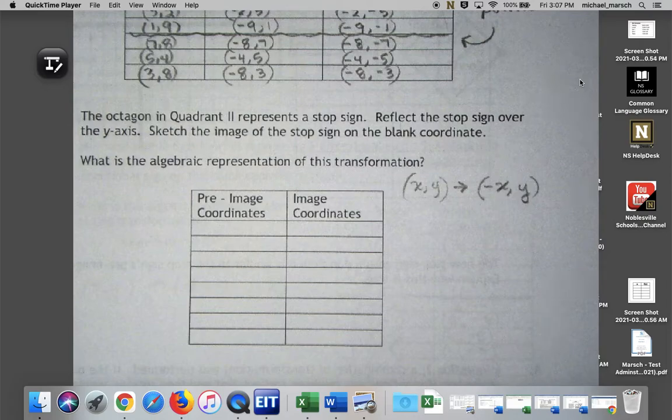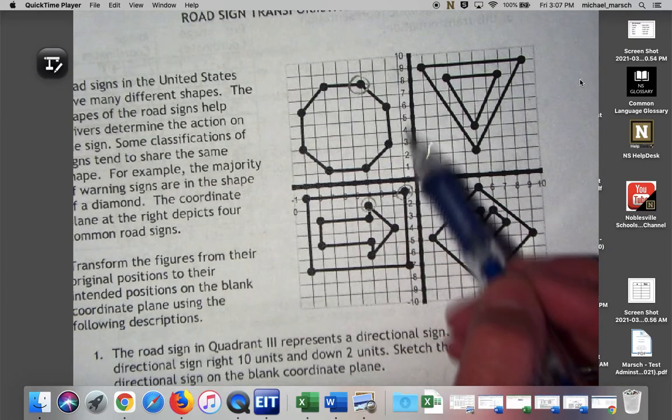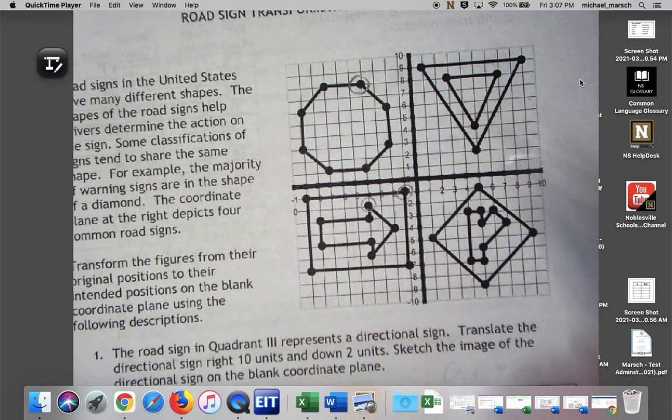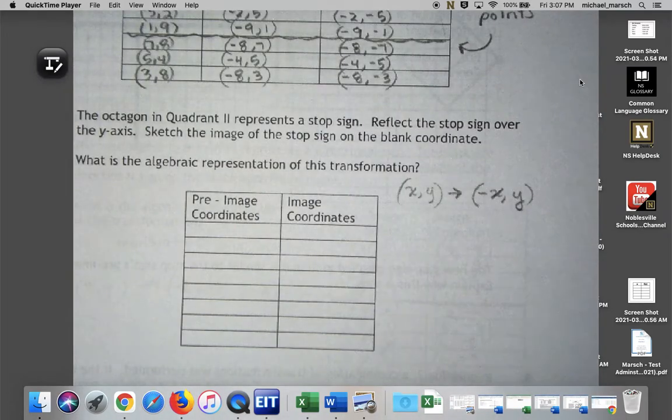What one are we starting? So I'm going to start right here for this, and then you just work your way around. This is actually the easiest one because there's not two shapes to have to work yourself around.